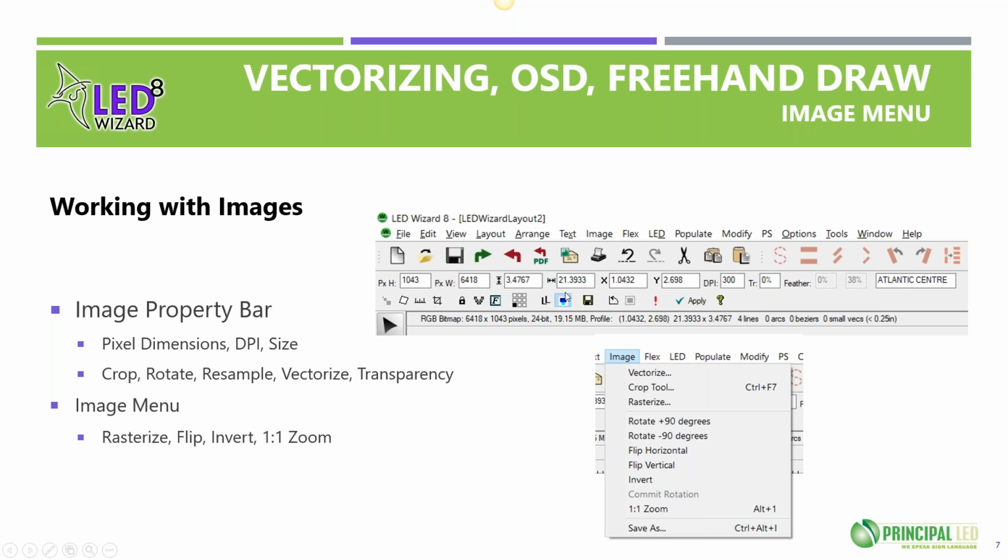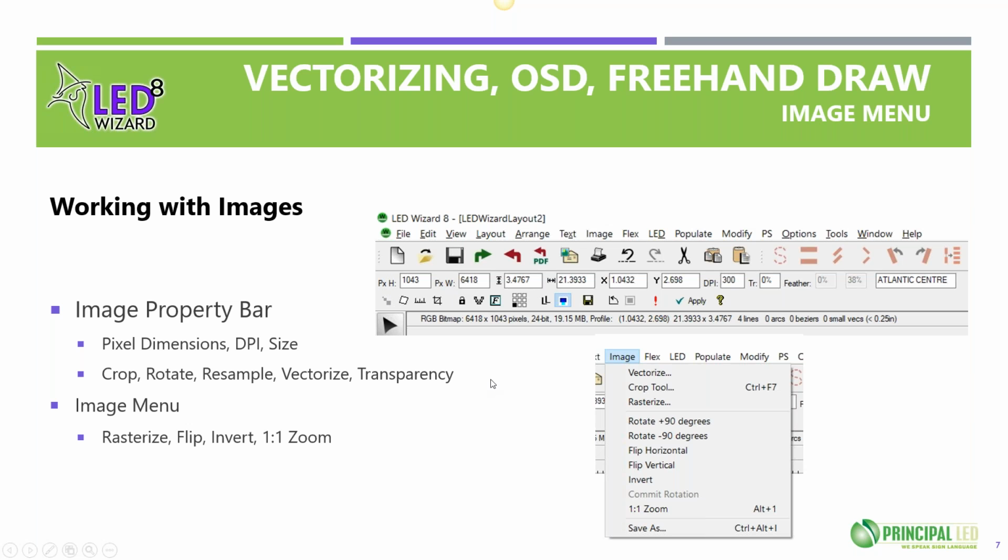It has a physical size, and it has a DPI. These three things are all related, and it's probably beyond the scope of today to talk about these, but pixel width and pixel height and DPI and size. In LED Wizard you can scale a bitmap up and down, and that itself does not change the pixel dimensions. It just makes it bigger or smaller on the screen. And if you take an image and you scale it up, the DPI actually goes down, but the pixel dimensions stay the same unless you resample it, which is a different operation.